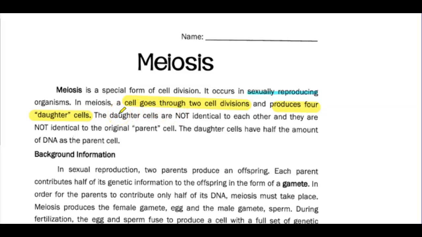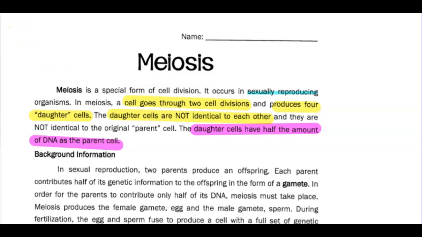And something that's really important that you're going to see in the next few days: daughter cells are not identical to each other in the end. They are going to be different. They are also different from the parent. The very most important information, these daughter cells have half of the amount of DNA as a parent cell. So if the parent cell had 10 chromosomes, the daughter cells will only have 5. So we're going to have half of the DNA.